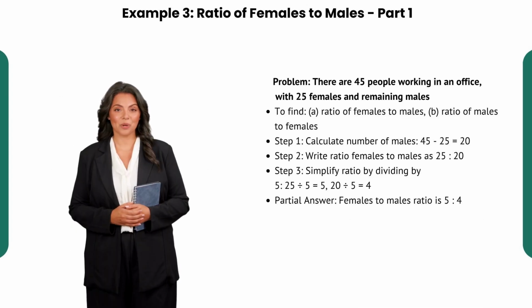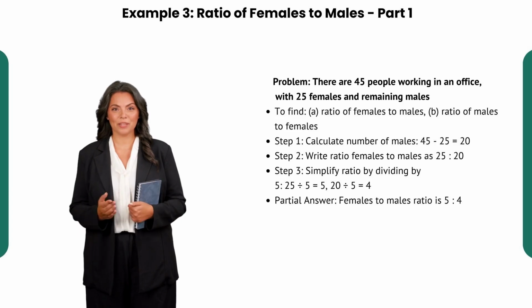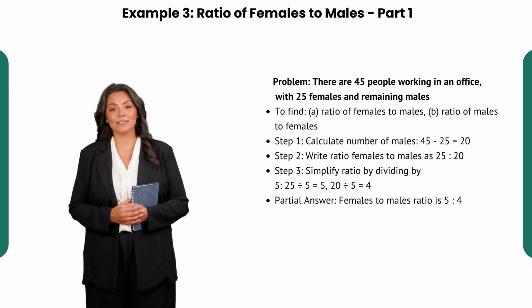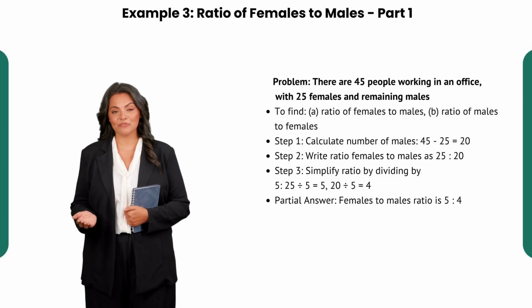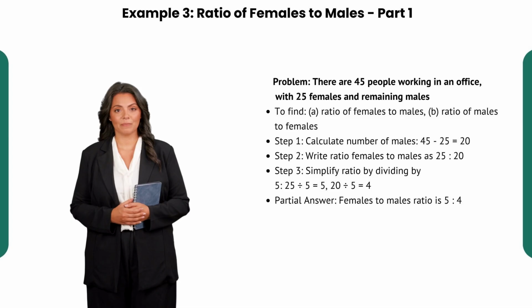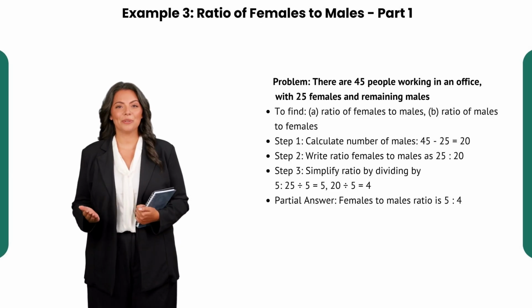Let's analyze a workplace scenario where 45 people are working and 25 are females. Our tasks are: first, find the ratio of females to males. Second, find the ratio of males to females. Step 1. Calculate the number of males by subtracting females from total. 45 minus 25 equals 20 males.